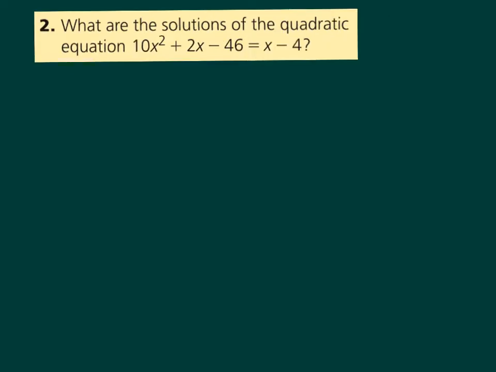We are asked for the solutions of the quadratic equation 10x squared plus 2x minus 46 equals x minus 4. What we have to do first is get it set equal to 0. So we have 10x squared plus x minus 42 equals 0. I'll tell you that I'm fairly certain this one does not factor nicely. And so what we're going to do instead is we're going to use the calculator to solve this.